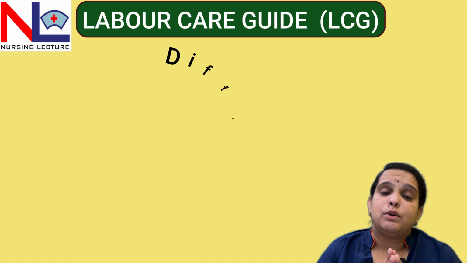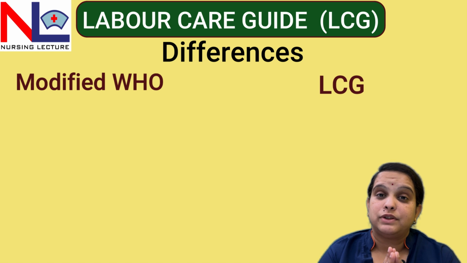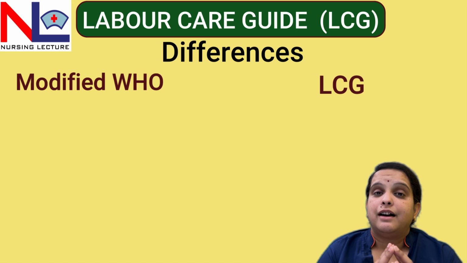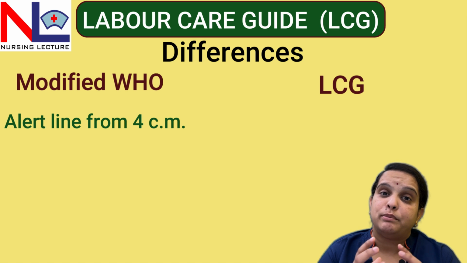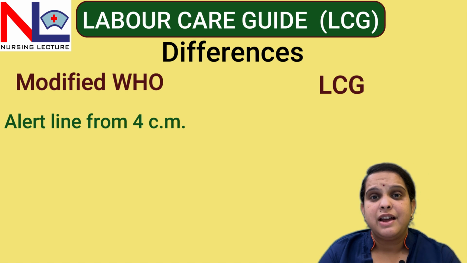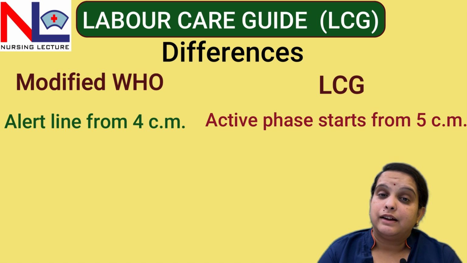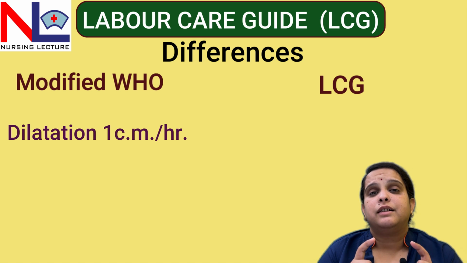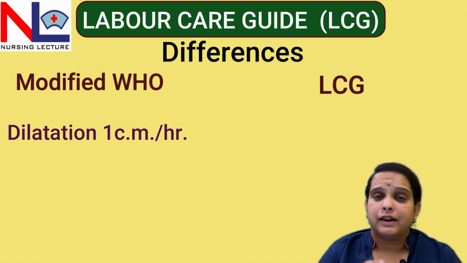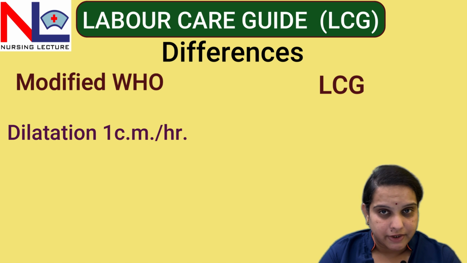And now let's see what are the differences between modified and LCG. In modified, the alert line, or you can say the active phase of first stage of labor, begins at 4 cm dilatation. But here the plotting begins from 5 cm onwards. The dilatation rate was fixed, that is 1 cm should be dilated in every 1 hour, 1 cm per hour.